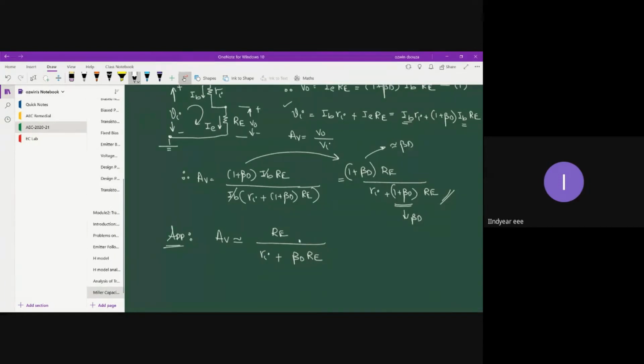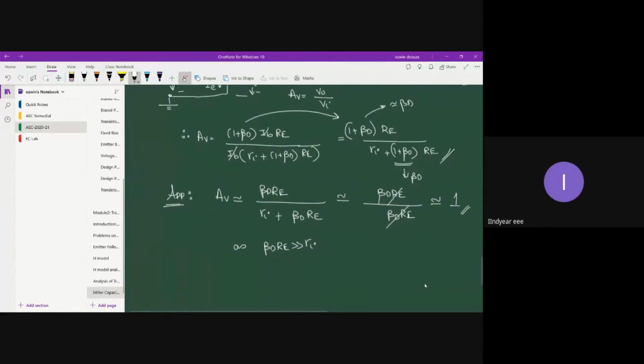approximately beta d. So you have beta d into R in the numerator. Similarly, in the denominator, you have beta d into R. Or approximately, you can also take the denominator as beta d into RE, as beta d into RE is very much greater in comparison with RI. So basically, these two will get cancelled out with each other. Hence, you will get voltage gain approximately equal to 1.